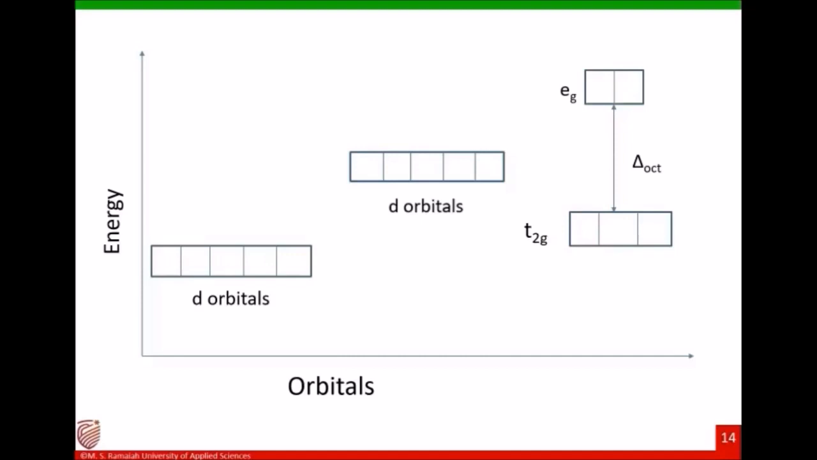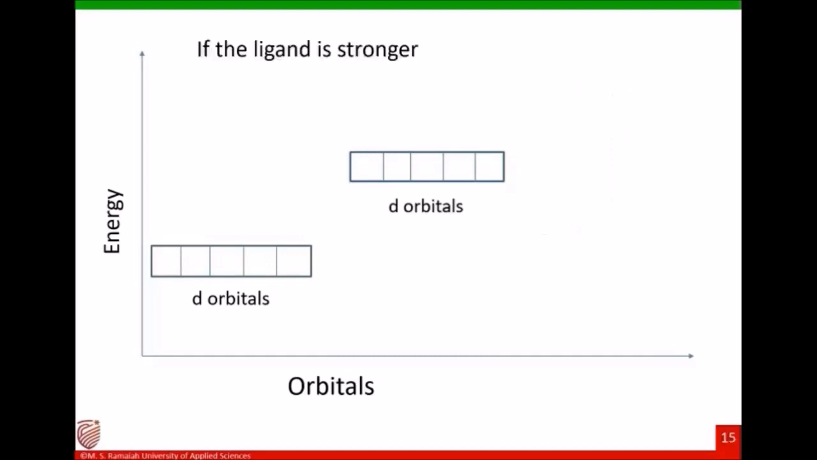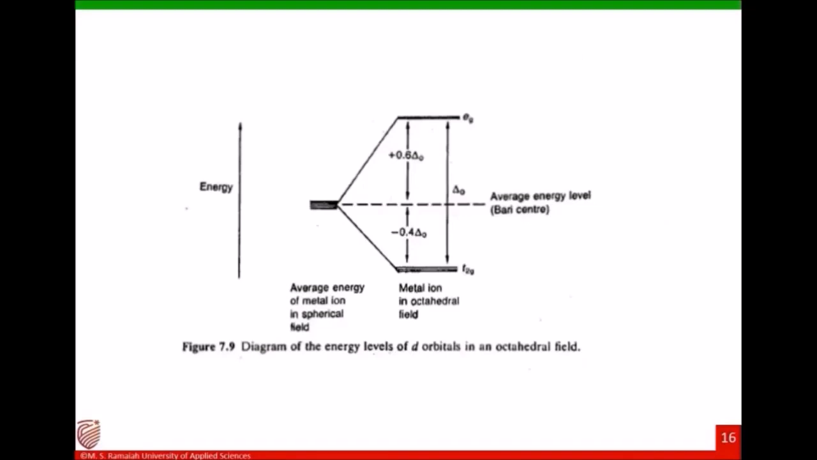Now similar to the Goa trip example, if the ligand is strong, then this delta octahedral will be larger. If the ligand is weak, then this delta octahedral will be smaller. In this diagram, the average energy level is pointed out as the barycenter. From the barycenter to Eg orbitals, the energy difference is plus 0.6 delta octahedral. From barycenter to T2g orbital, it is minus 0.4 delta octahedral.